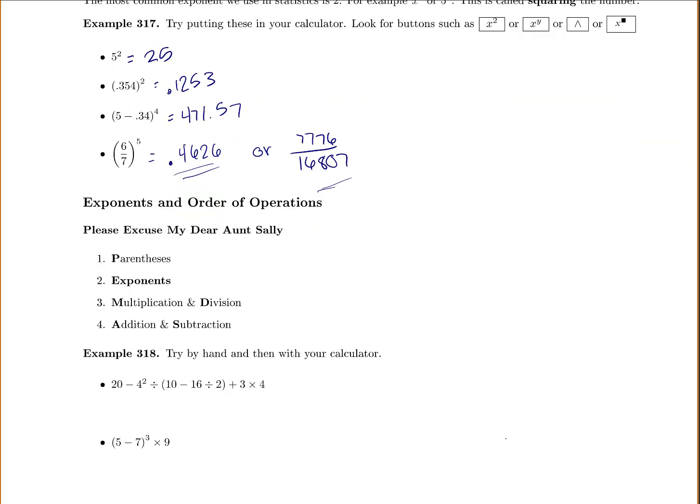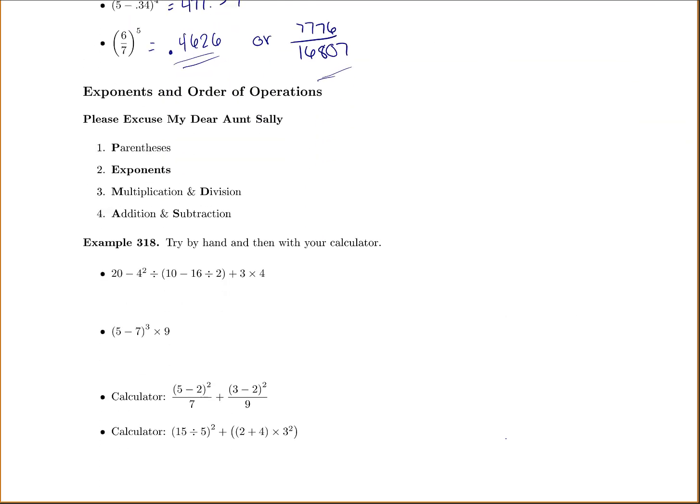Well, what if we have exponents and the order of operations? So we did order of operations before, but now we'll add in exponents. So remember, we had please excuse my dear Aunt Sally. We had parentheses and any other grouping symbols like fractions. And then we had exponents, then multiplication, division, then addition and subtraction. So let's try a few of these by hand and with our calculator.